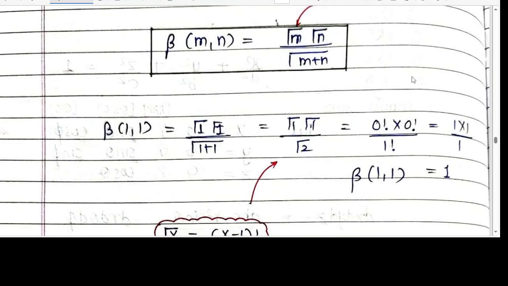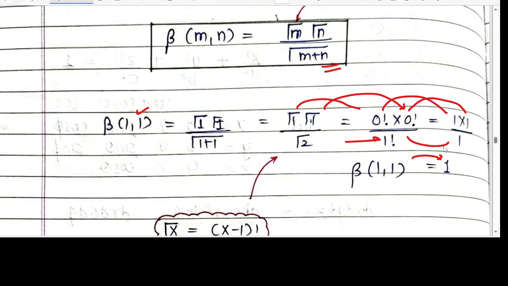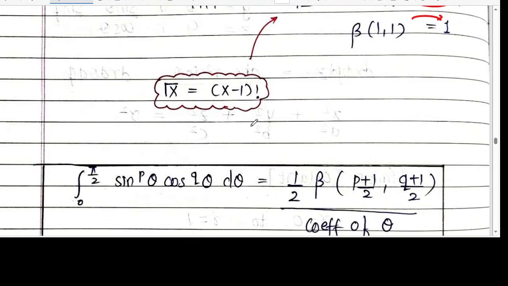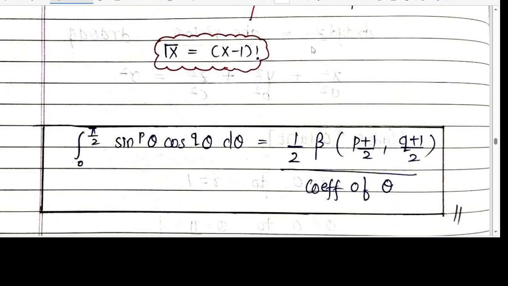This is the relation between beta and gamma function. Beta of m comma n is equal to gamma m into gamma n divided by gamma of m plus n. Suppose we want beta of 1 comma 1. So gamma 1 into gamma 1 divided by gamma of 1 plus 1, which is gamma 2. Gamma 1 is 0 factorial, gamma 2 is 1 factorial. And remember, 0 factorial is not 0, it is 1. So the answer is 1 here. Beta of 1 comma 1 is 1.